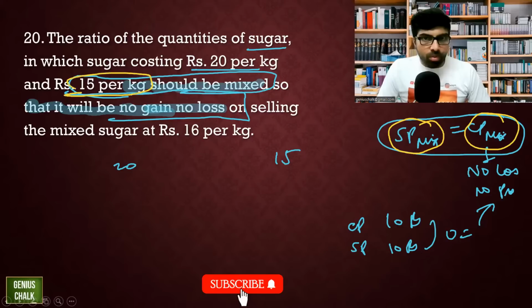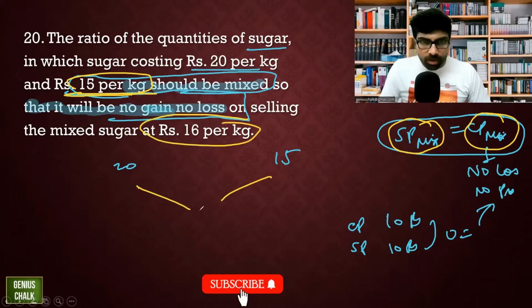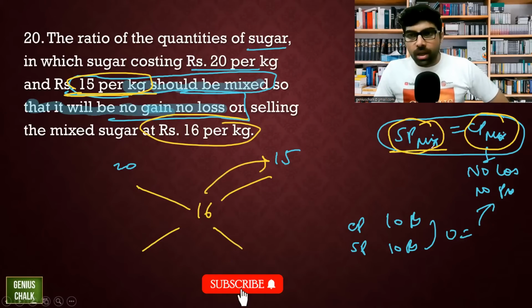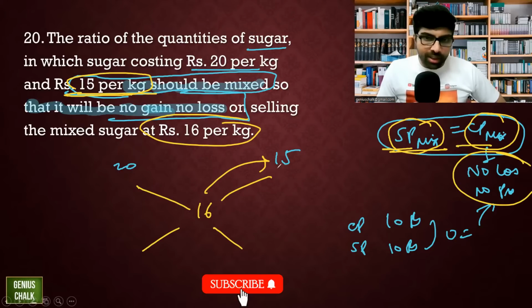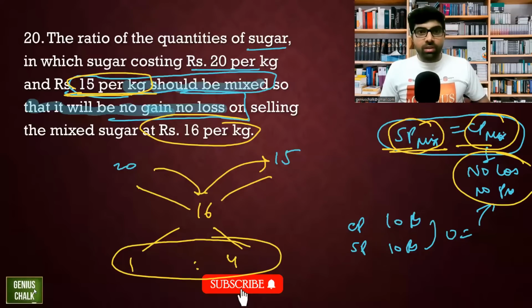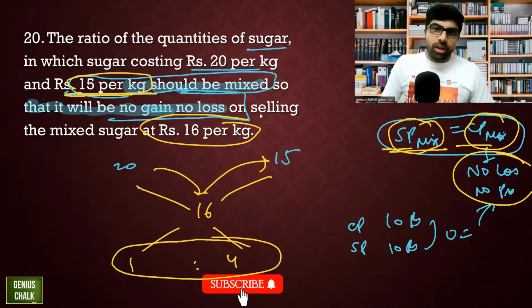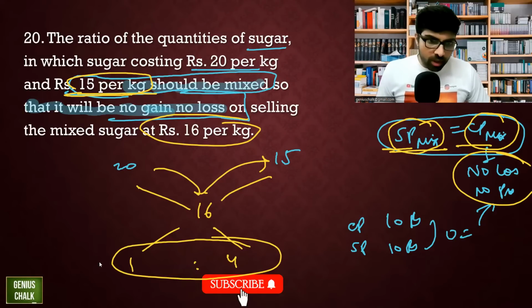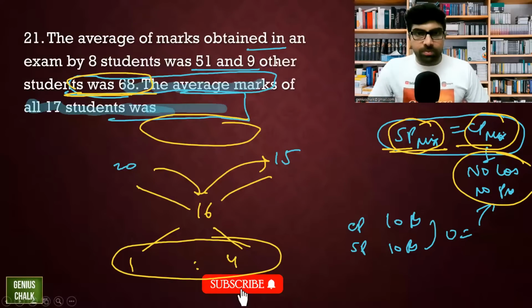So 20 per kg with 15 per kg and mixed sugar. The selling price of mixture is also 16. Here we can use it as there is no profit, no loss, and no profit, no loss only happens when selling price and cost price are equal. So that is 16 minus 15, 1 and 20 minus 16, 4. So this is my actual ratio. Remember, if this line is not given, then some gain percent or loss percent will be given. Then we need to find the cost price of mixture using the formula I have discussed.